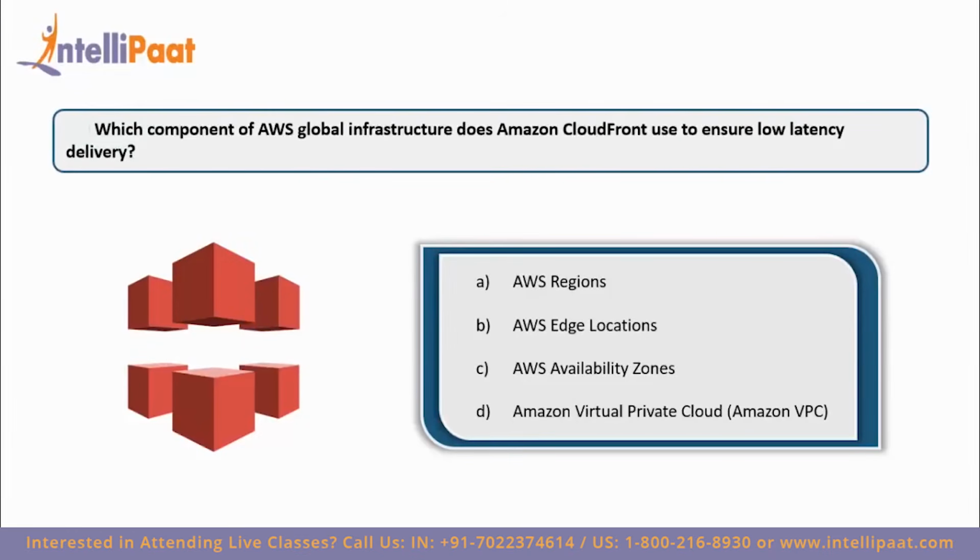All right. Our next question is, which component of AWS global infrastructure does AWS CloudFront use to ensure low latency delivery? Now, AWS CloudFront is basically a content delivery network, which means if you are in the US and the application that you're accessing has servers in India, it will probably cache the application in a US server so that you can access that application faster than sending traffic packets over to India and then receiving them back. All right, so this is how CloudFront works. It basically caches the application to your nearest server, so that you get the minimum latency possible.